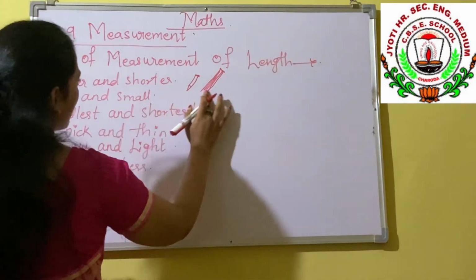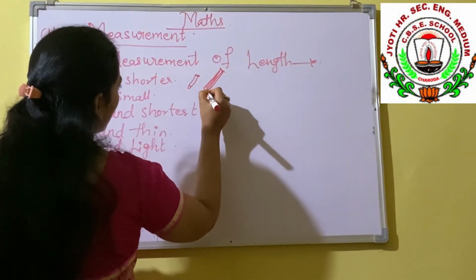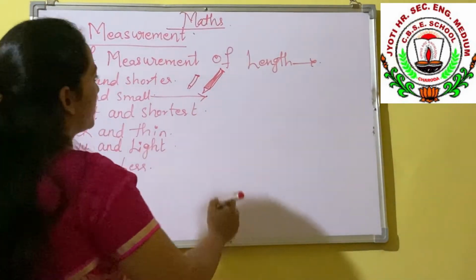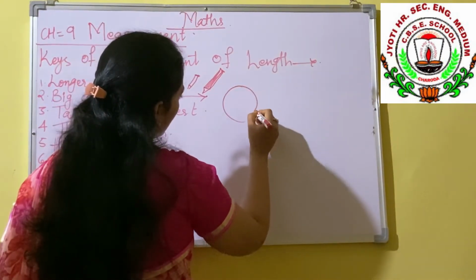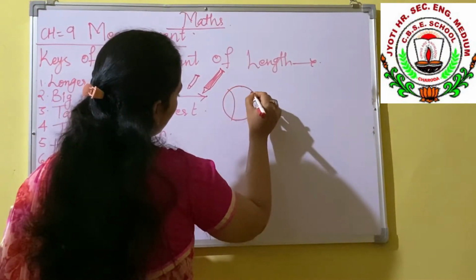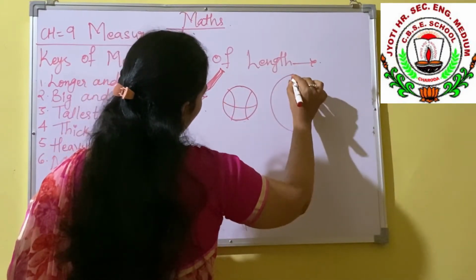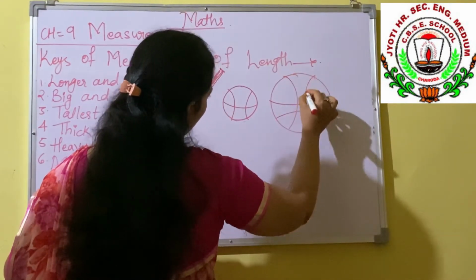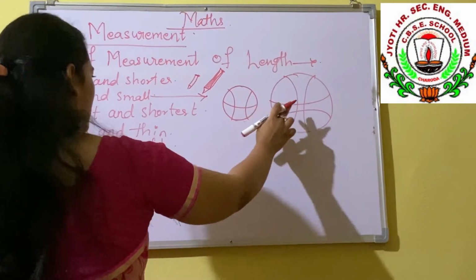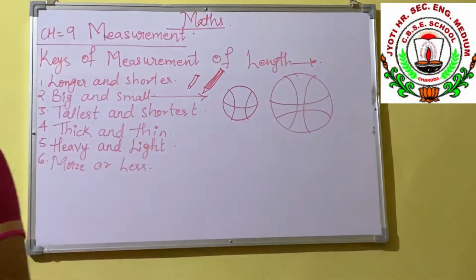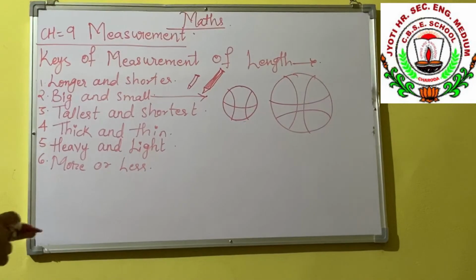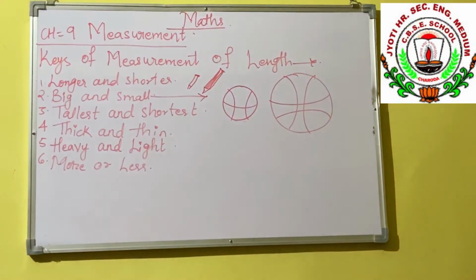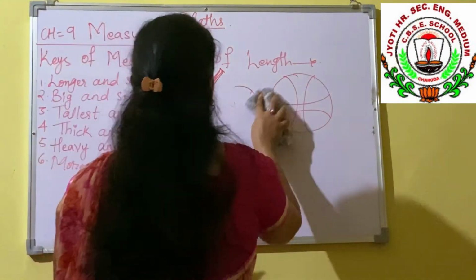Same way, big and small. Here we are having one small ball and one big ball. Which one is small and which one is big, students? This one is small. This one is big. So we can say there are two types of ball, one small and one big. Next point is taller and shorter.